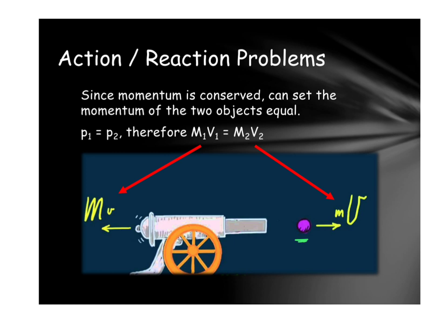So m1v1, which we're going to say is the mass and velocity of the cannon, is going to equal the product of the mass of the cannonball times the velocity of the cannonball. So pretty much we know the momentum. We just set this equal, and we can of course solve this for m1, v1, m2, v2. We can solve for any of these things.